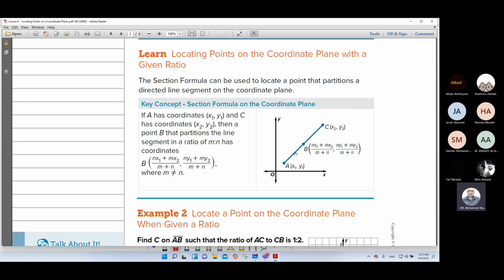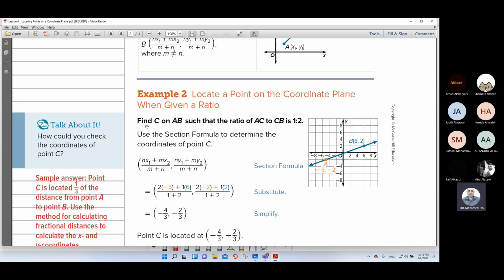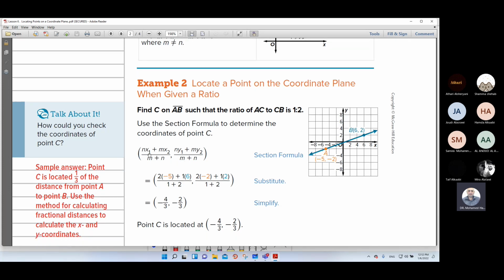For example, find C on the segment AB such that the ratio of AC to AB is 1 over 2, the half. This means C in the middle. When you get the ratio 1 over 2 means half, means C is in the middle between A and B. So directly use this formula when you have C in the middle. When you have C in the middle, you must choose this formula, n times x1 plus m times x2 over m plus n, and n times y1 plus m times y2 over m plus n.